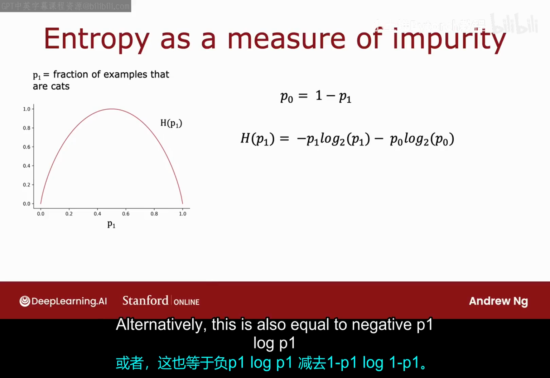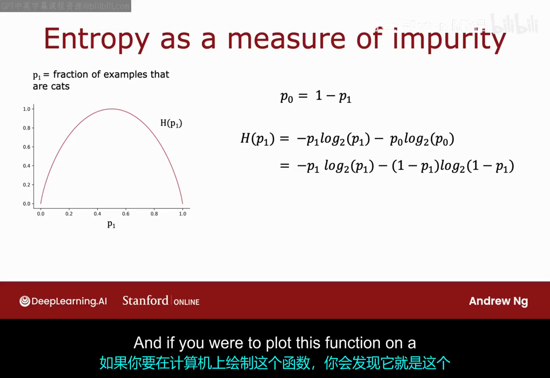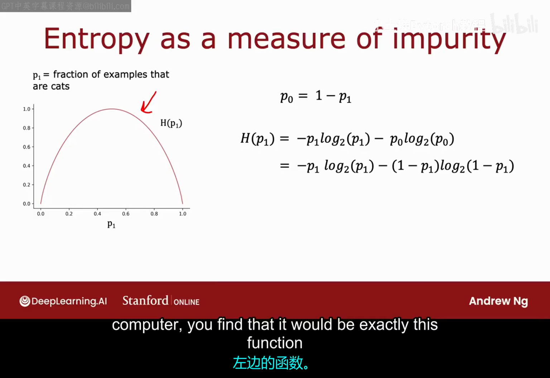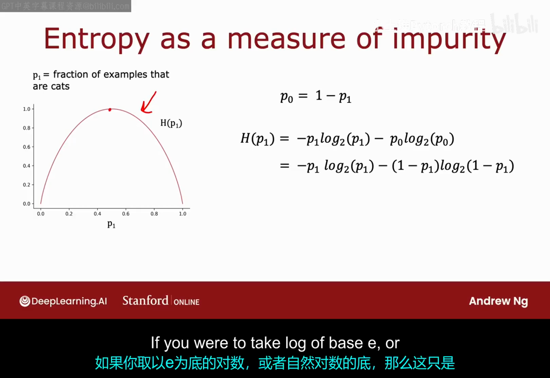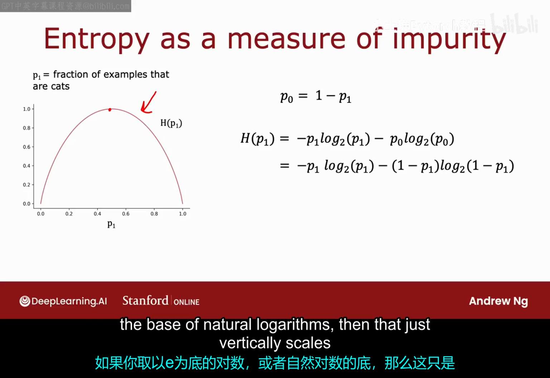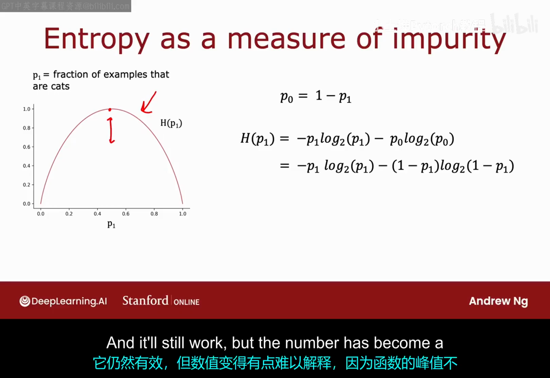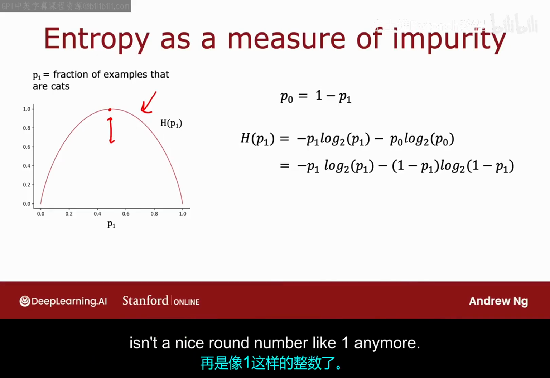Alternatively, this is also equal to negative P1 log P1 minus (1 minus P1) log (1 minus P1). And if you were to plot this function on a computer, you find that it will be exactly this function on the left. And we take log base 2 just to make the peak of this curve equal to 1. If you were to take log of base e, or the base of natural logarithms, then that just vertically scales this function. And it'll still work, but the number has become a bit hard to interpret because the peak of the function isn't a nice round number like 1 anymore.